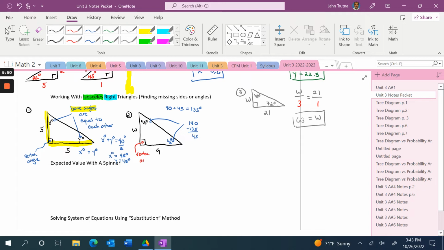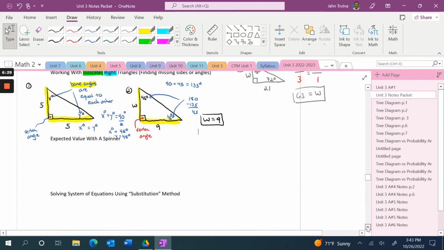And then recall what I said earlier: the vertex angle is always connected by two equal sides in a triangle. So those two sides that I'm highlighting in yellow have to be equal. Therefore, in this problem, the value of W has to be equal to 9. So we're combining isosceles triangle rules with right triangle rules to help us solve for various values. All right, moving on to the next problem, expected value with a spinner.